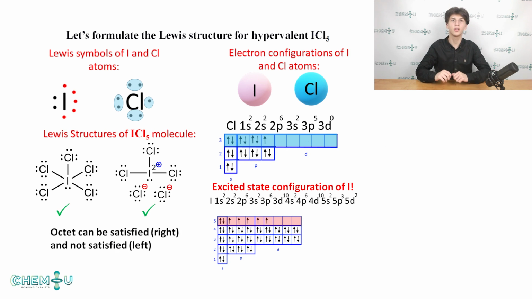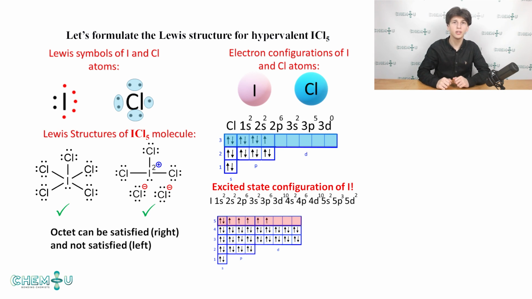Nevertheless, let's take a look at the Lewis structure of the hypervalent molecule ICl5. The electron configurations of iodine and chlorine atoms are shown on the right. If iodine is in the excited state, we can get such an electron configuration where the iodine atom has 5 unpaired electrons. So the Lewis symbols of these atoms are shown on the left-hand side of the slide. Red dots in the Lewis structure of iodine represent unpaired electrons.